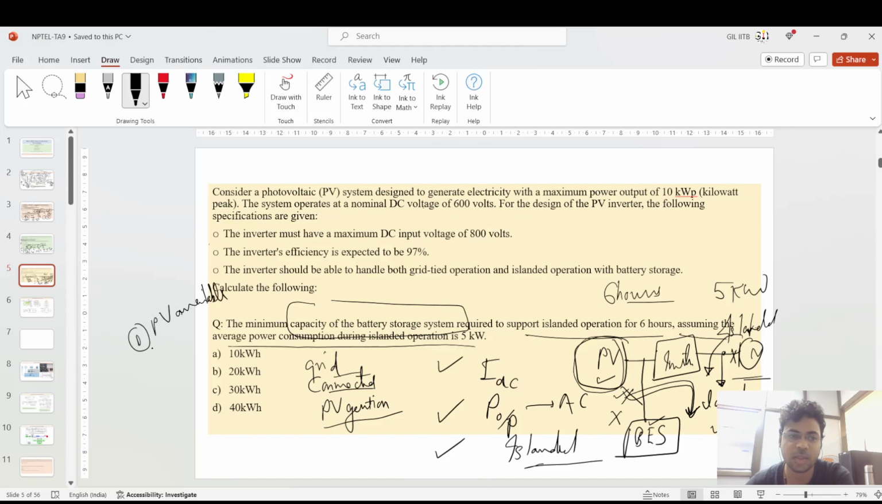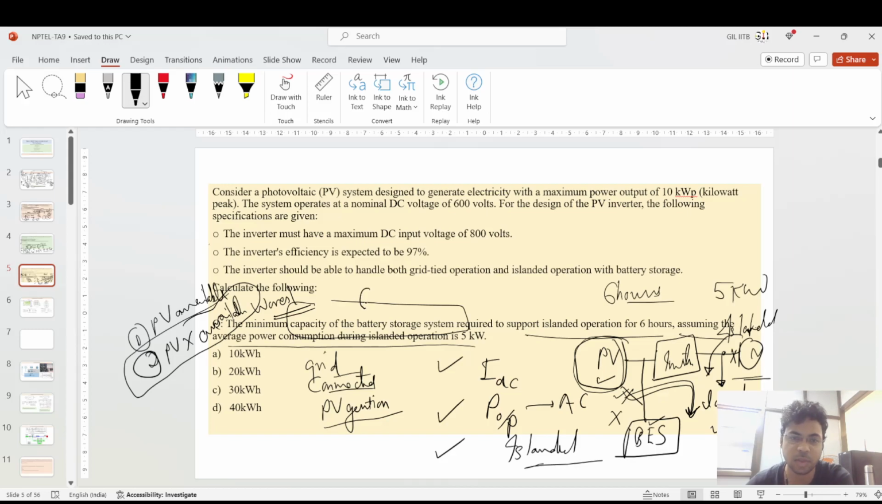Okay, so there are two situations. The first situation is when the PV is available, and the second situation is when the PV is not available. So how will you design? For the design consideration, you have to take the worst case scenario.